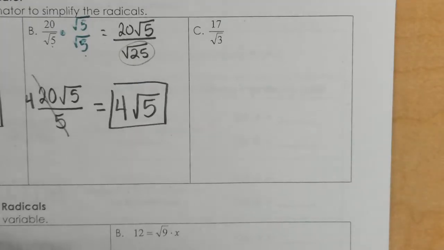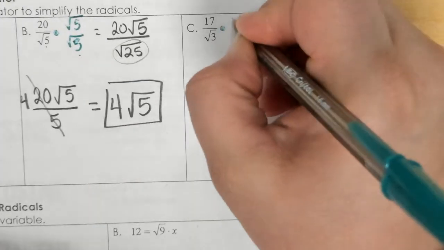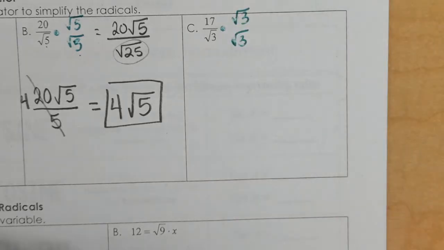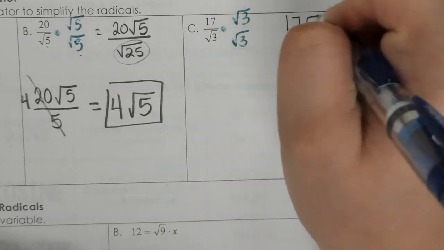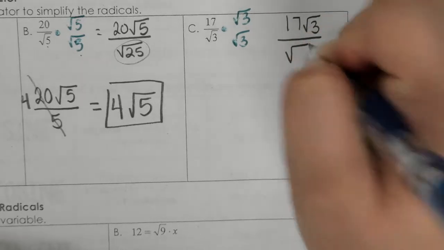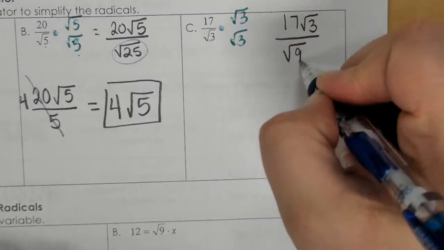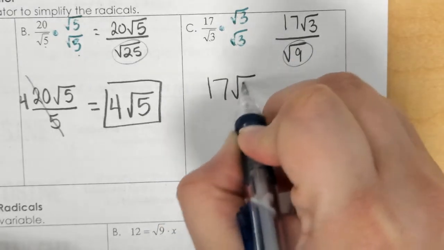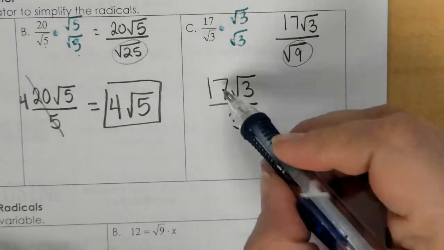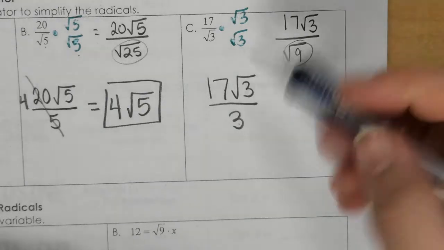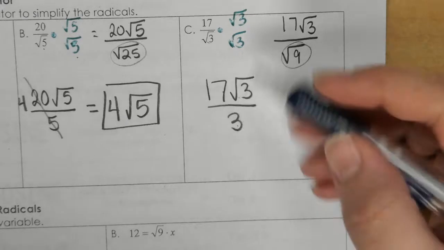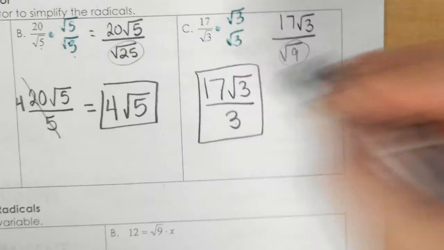And then lastly, for letter C, we multiply it by 3, and we have 17 radical 3 over the square root of 3 times 3 is 9, and that can simplify to 3. And 17 and 3 cannot reduce. Square root of 3 and 3 are not like terms, so we can't really do anything with that. So this is my final answer.